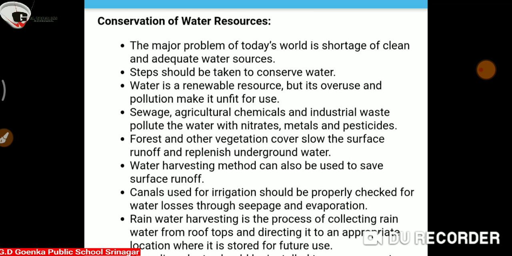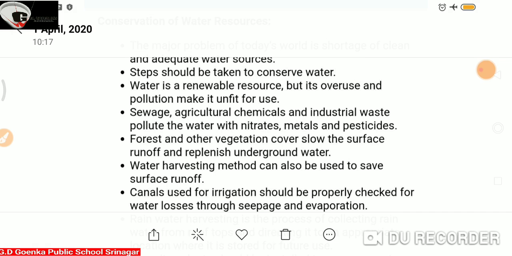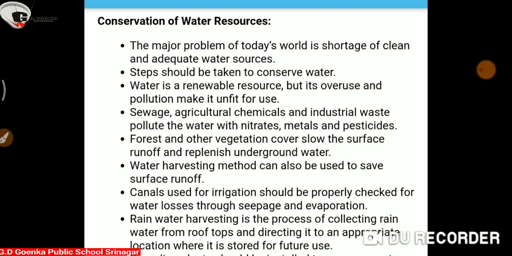Next point: forest and over vegetation cover slow the surface runoff of the replenishable underground water. We are aware that day by day the underground water is decreasing. The reason is that the forests and the natural vegetation also need water for survival. So that is one of the reasons why underground water is decreasing day by day.